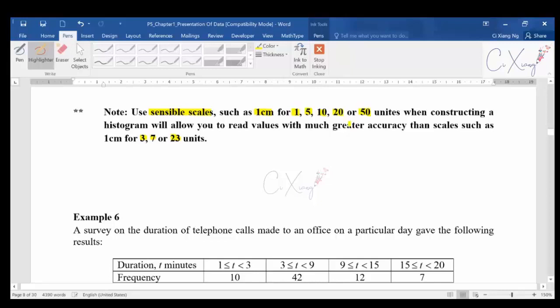So why do we need to have this kind of scales? It is because if they want you to use your graph to estimate values, you will get a much more accurate answer because it's very easy to estimate. If you use weird values like 3, 7, 11, later when you want to estimate a value from the graph, it will be a nightmare. So please make sure you use good scales when you want to draw a histogram, and for all kinds of graphs, cumulative frequency also the same. Let's have a look at example 6 here.